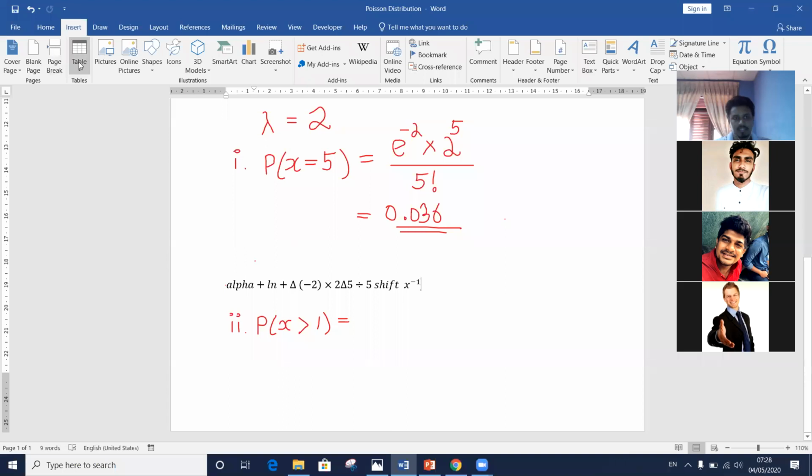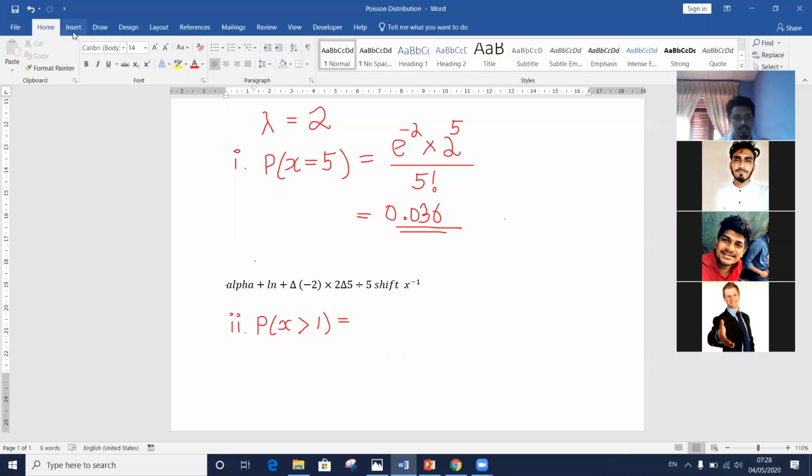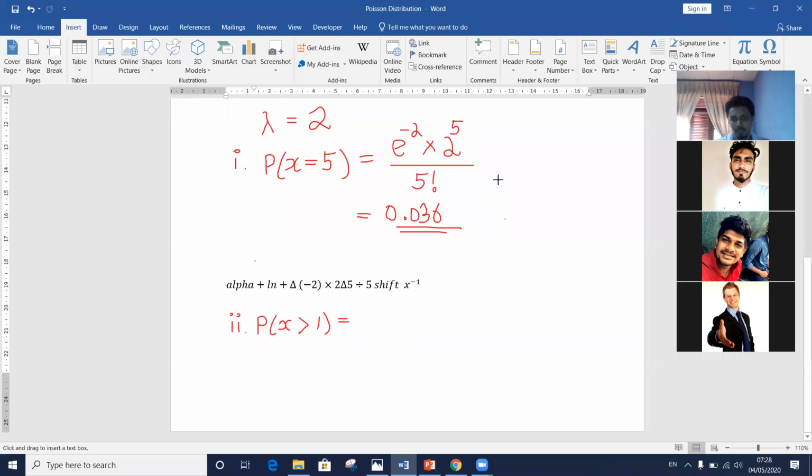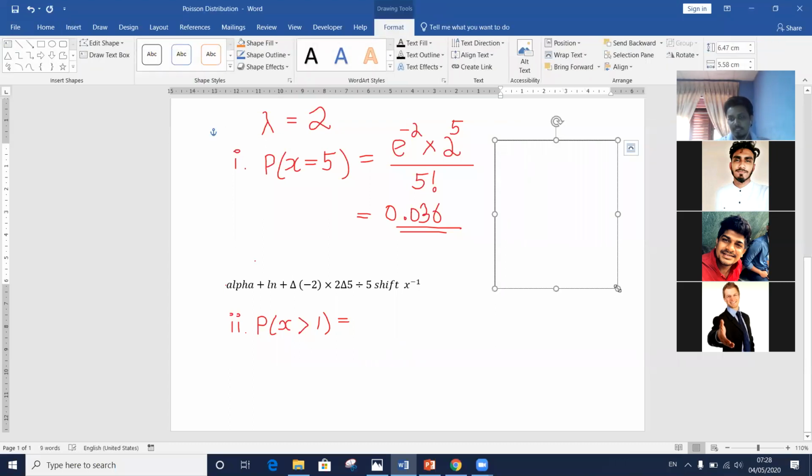Whether this is a Poisson probability distribution, what does it come under? It comes under probability distributions. We divided probability distributions into two groups, discrete and continuous, and then divided into Poisson, binomial, and normal. Whether it is binomial, Poisson or normal, it is a probability distribution.